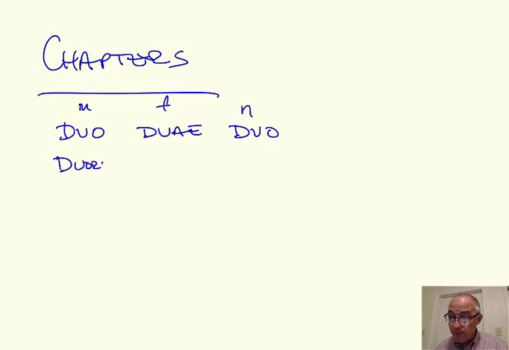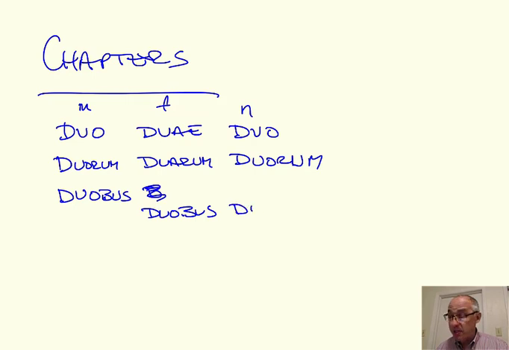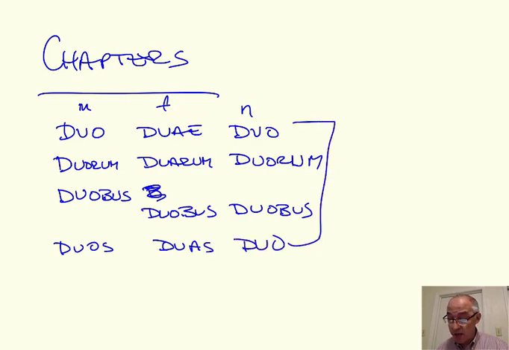Duorum, duarum, duorum, duobus, duabus, duobus. Duos, duas, duo, because the nominative and the accusative are always the same. And duobus, duabus, duobus.